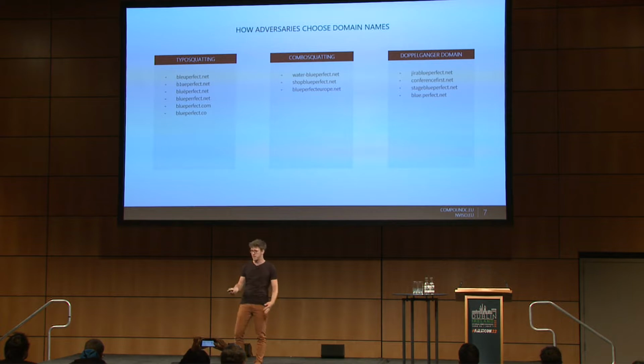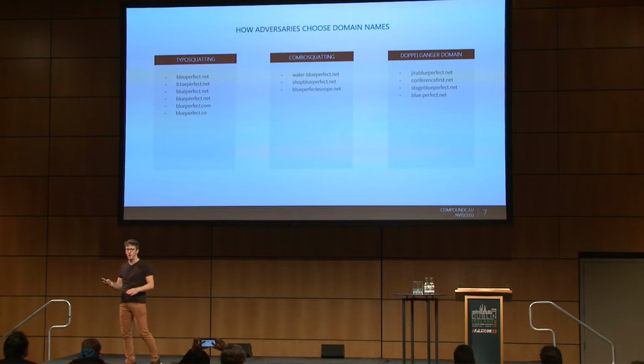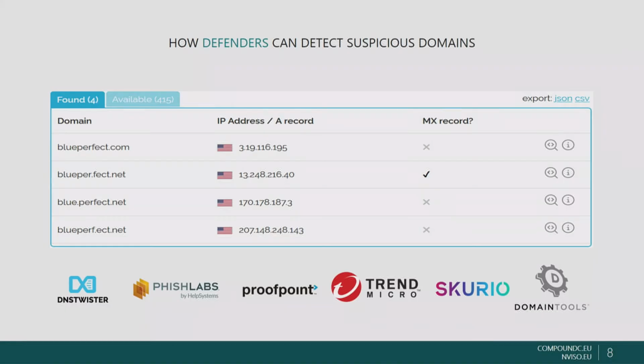And then we also have doppelganger domaining, in which I will see what the legit subdomains of BluePerfect.net are. And then I will just paste them together, for example, Jira BluePerfect.net. And this is how I will actually start buying my domain. Now, this is only a first step, and probably some of you already know that these can actually be very hard on me, and you can detect that very early on.